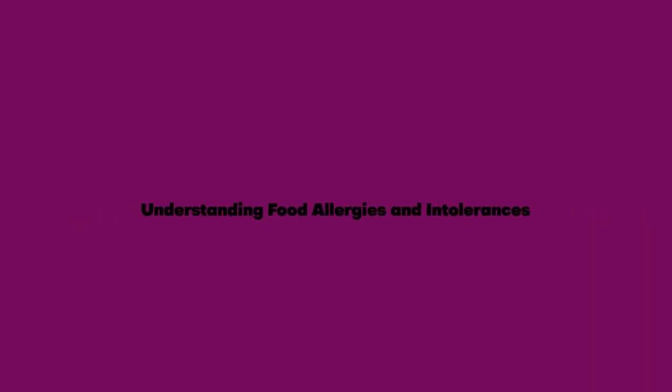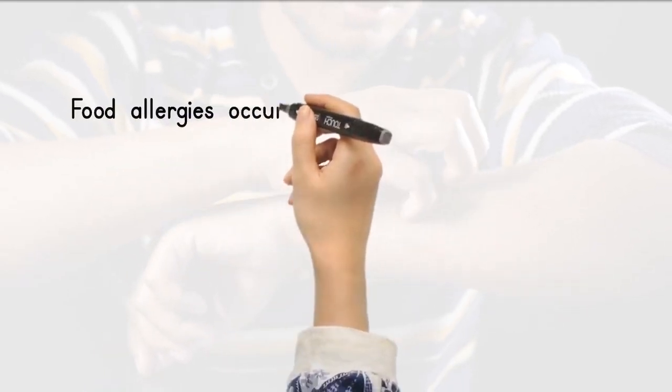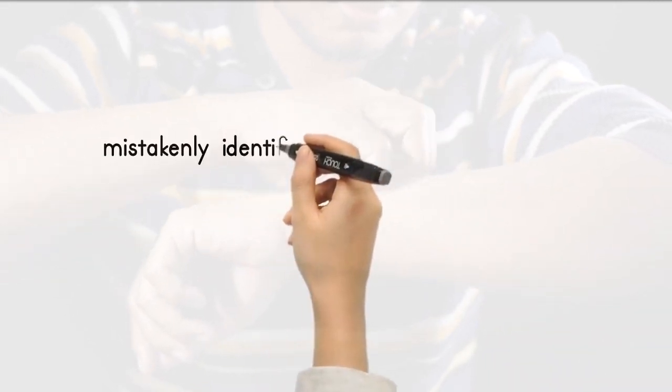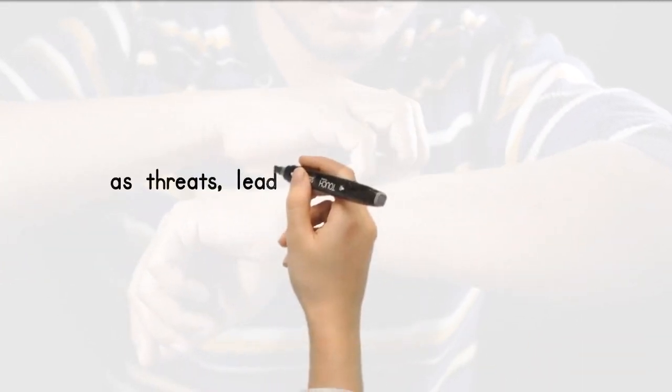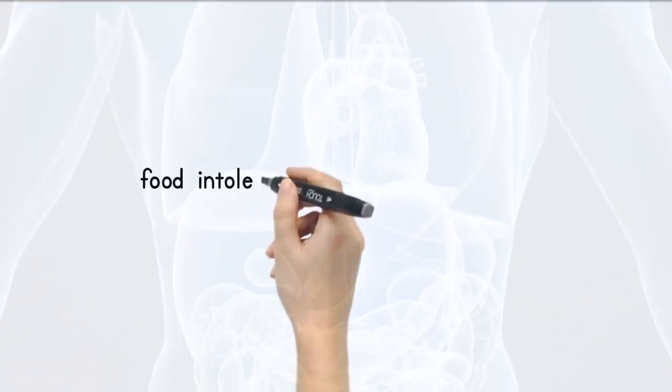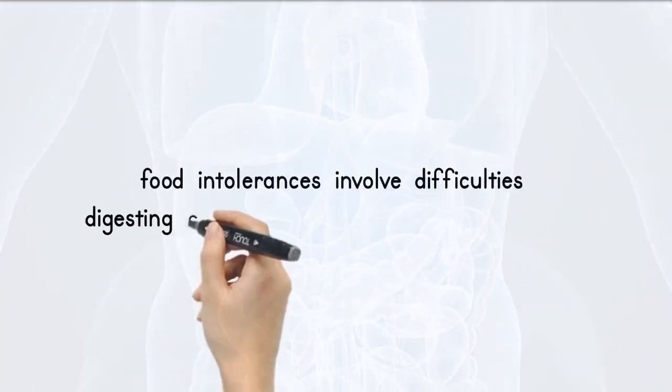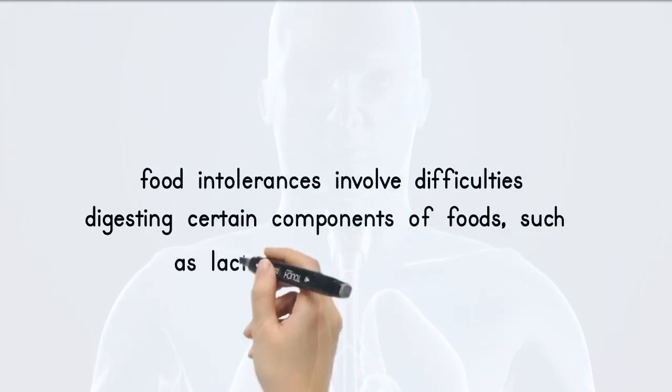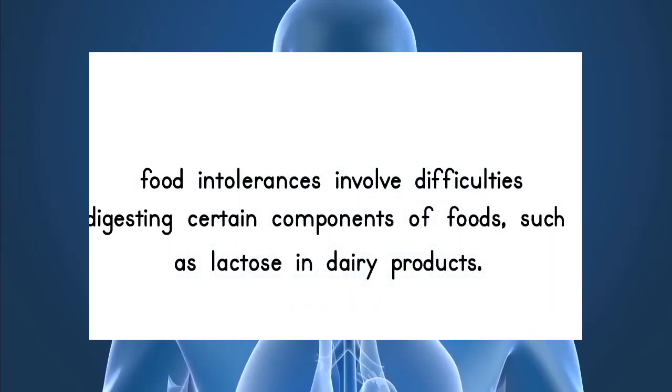Let's start by understanding the differences between food allergies and intolerances. Food allergies occur when our immune systems mistakenly identify harmless food proteins as threats, leading to reactions that can range from mild irritation to life-threatening anaphylaxis. On the other hand, food intolerances involve difficulties digesting certain components of foods, such as lactose in dairy products.